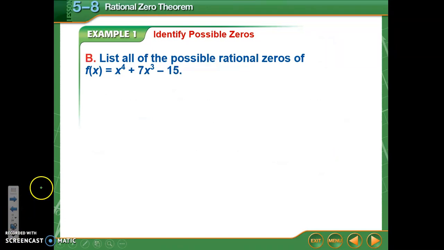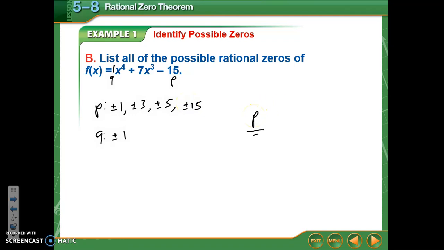All right, here we're going to do the same thing. In this case, my p is 15, or negative 15, and my q is 1. So remember, the corollary says if q is 1, the only factors of 1 are plus or minus 1. That's not going to change any of the factors of p. So what are the factors of 15? Plus or minus 1, plus or minus 3, plus or minus 5, and plus or minus 15.